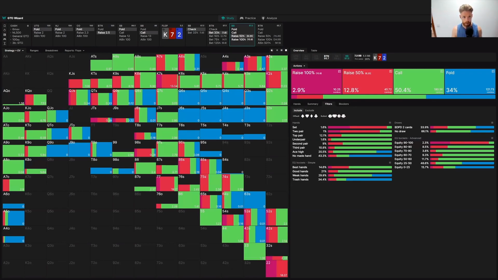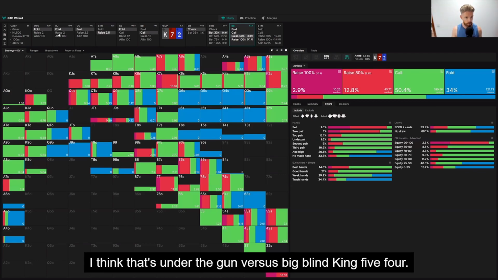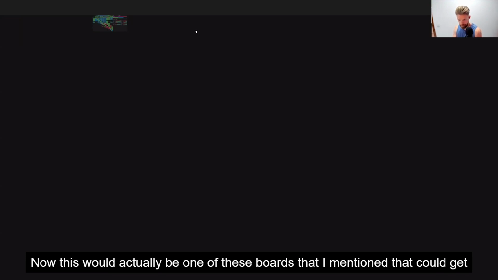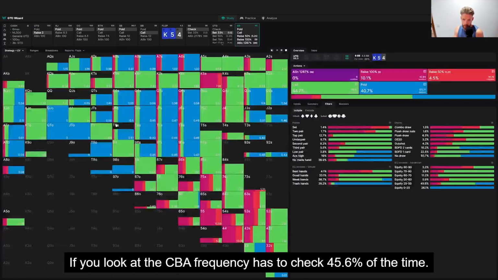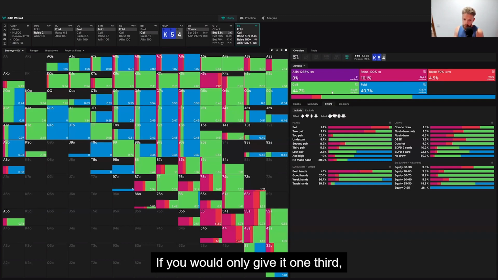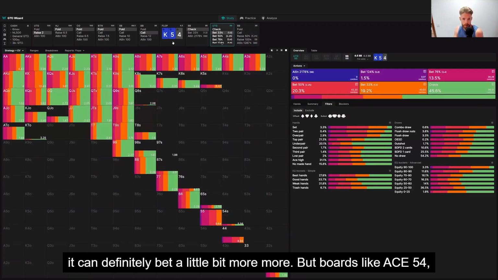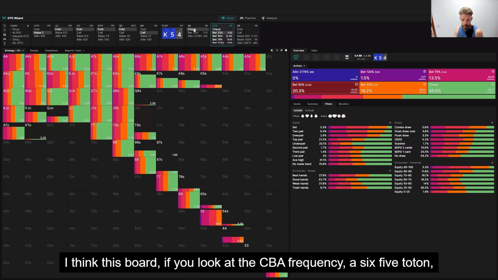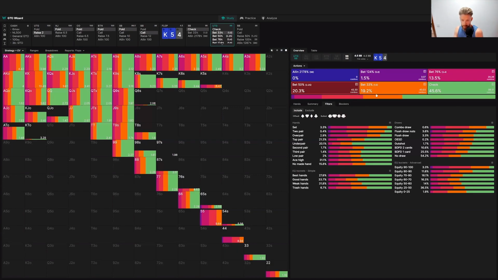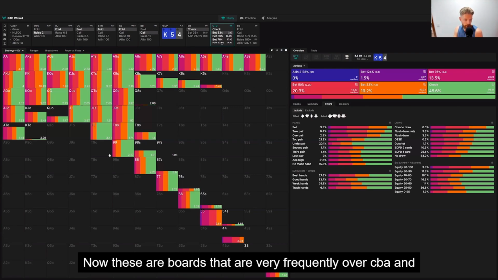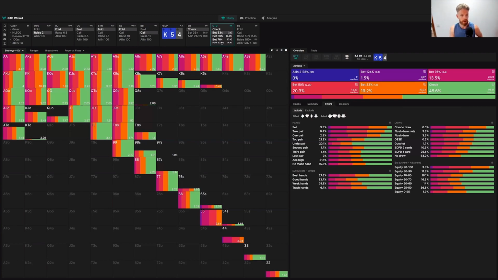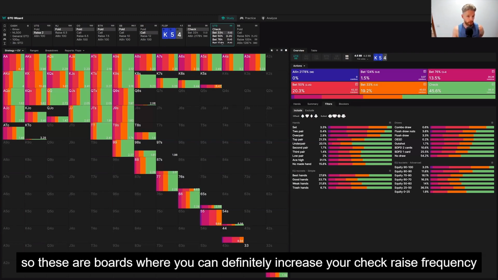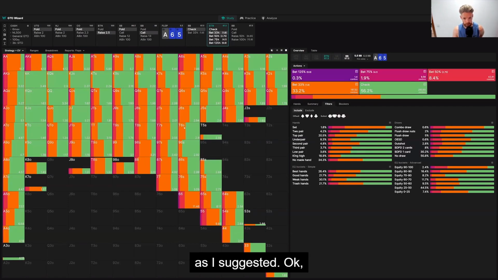All right. I wanted to then look at one example, I think that's under the gun versus big blind, King 5-4. Now this would actually be one of these boards that could get over c-bet. If you look at the c-bet frequency, it has to check 45.6% of the time. If you only give it 1/3, it can definitely bet a little bit more. But boards like ace-5-4, and I think this board, a-6-5 two-tone, 56% checks. These are boards that are very frequently over c-bet. And so these are boards where you can definitely increase your check raise frequency as I suggested, okay?